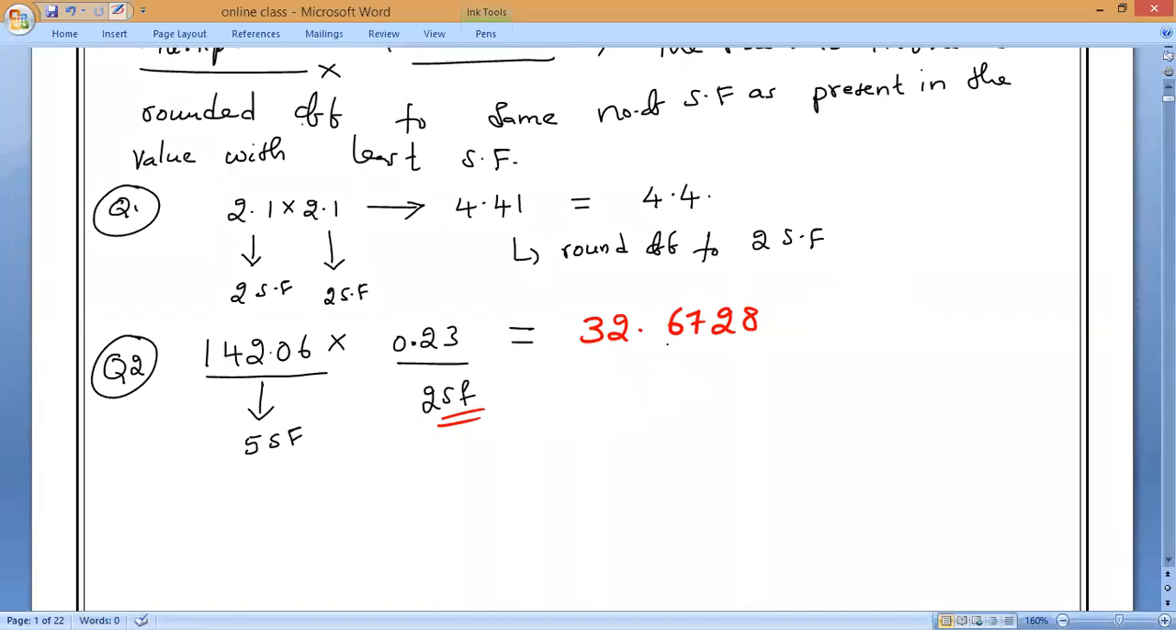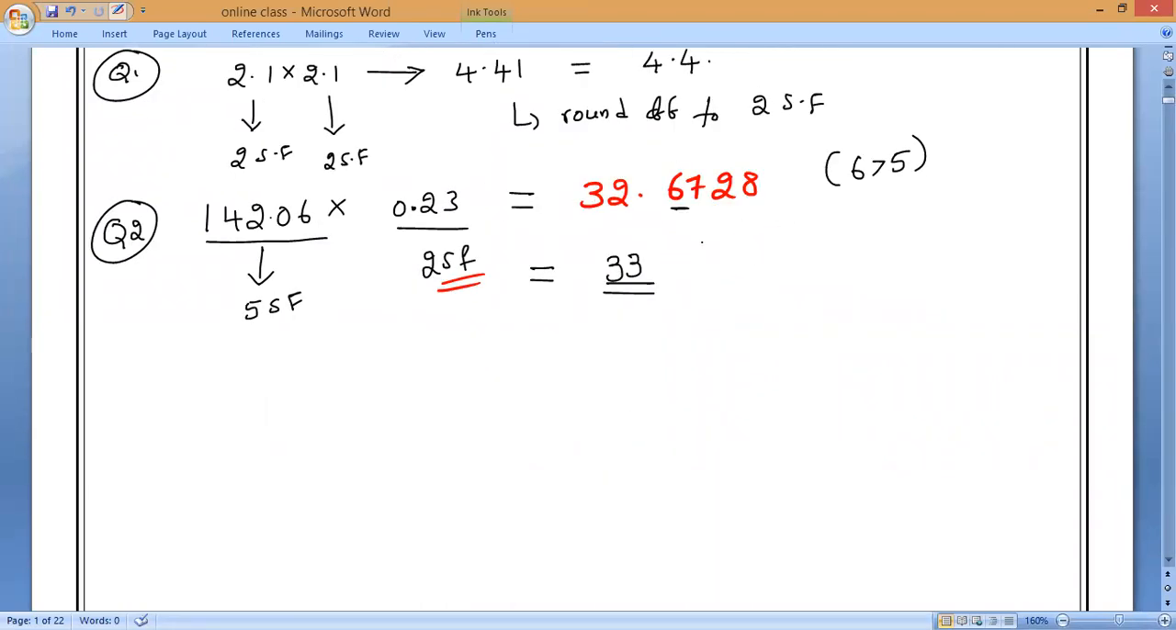Only 2 should come. And this 6 is greater than 5, so we round up to 2 significant figures. The answer is 33. Understand? If it were 3 significant figures, then we would look at the digit 6, but the next digit decides it, and whether the preceding digit is even or odd matters, so 32.7 or 32.6 would come. As it is only 2 significant figures, the least, and this digit is greater than 5, we round off to 2 significant figures. The answer is 33. That's all.